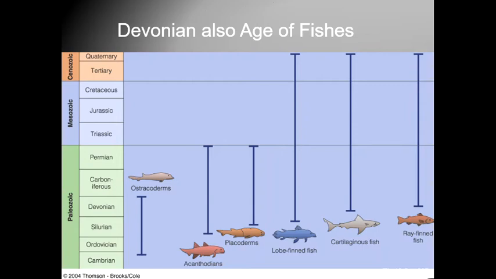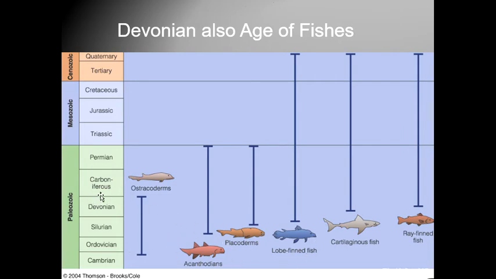The Devonian is also the age of fishes. Now look at this diagram. You've got the time scale on the left here. We live at the top. And so these three types of fishes, they exist with us today. Ray finned fish, cartilaginous, lobe finned fish. But if you look in the geologic past, we had several other types down here.